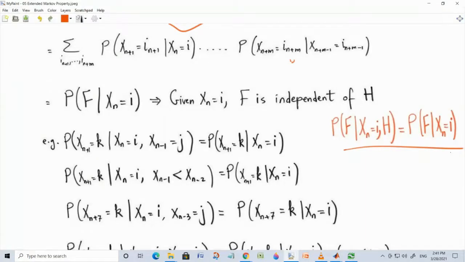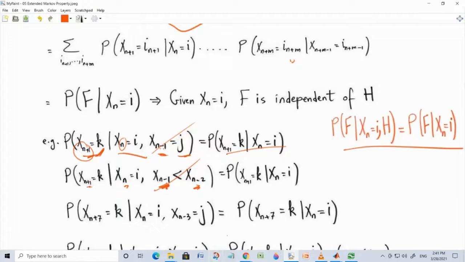You do not need to reinvent the wheel or go back to the main definition of the Markov property. So probability x of n plus 1 is k, given xn is i, and xn minus 1 is j. Okay, so n plus 1 and n minus 1, we can actually remove this guy here. That's sort of straightforward. What about this one? n plus 1 and xn minus 1, xn minus 2. So there is an event here that depends on xn minus 1.